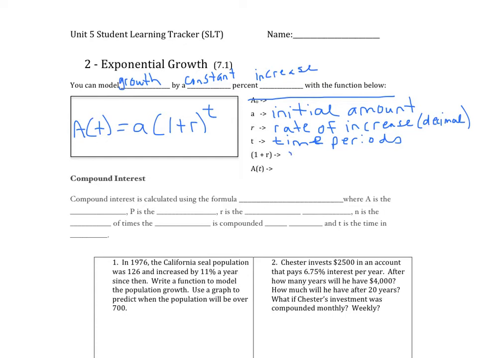1 plus r is called the growth factor because we're adding to it. It's growth, and it's a factor because we're multiplying. And then A of t is our final amount.